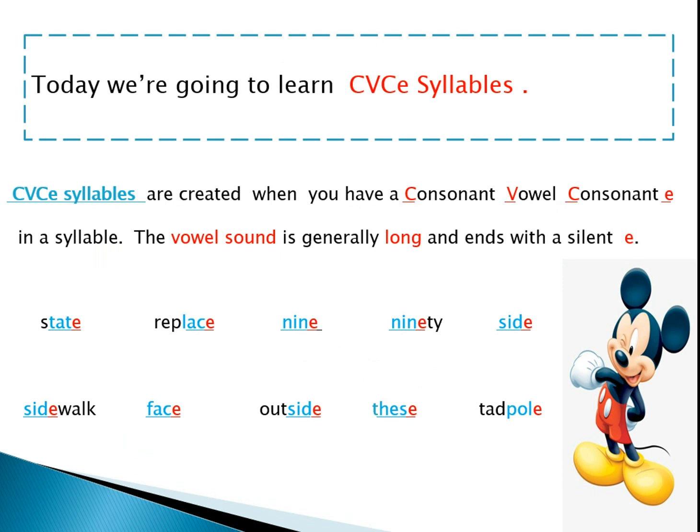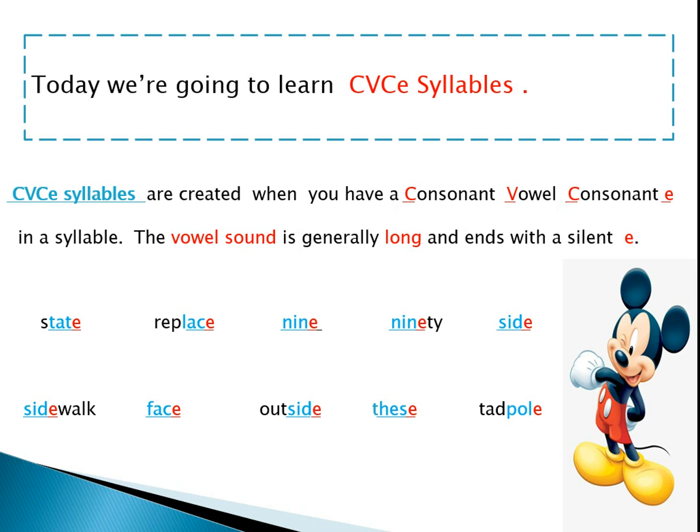syllable. So the vowel sound is generally long and it ends with a silent E. In CVCe syllables, we have consonant plus vowel plus a consonant plus E. And the vowel is long generally and it ends with a silent E.